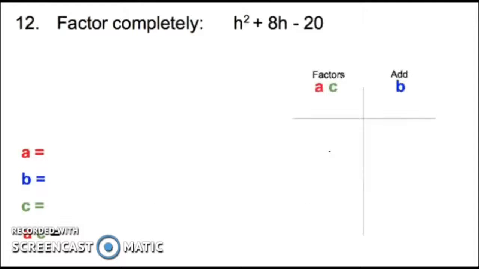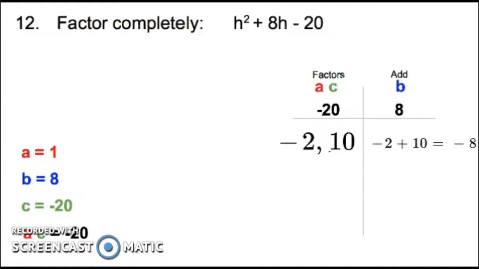Number 12, same deal. Write down a, b, and c. A is 1, b is 8, c is negative 20, ac is negative 20. So we have ac as factors being negative 20, and b is 8. The numbers that multiply to be negative are only one positive, one negative. So going through our factors, the two that multiply to negative 20 but add up to 8 are negative 2 and positive 10. Since again a is just 1, we can just write this as h minus 2 times h plus 10, and that would be the answer for number 12.